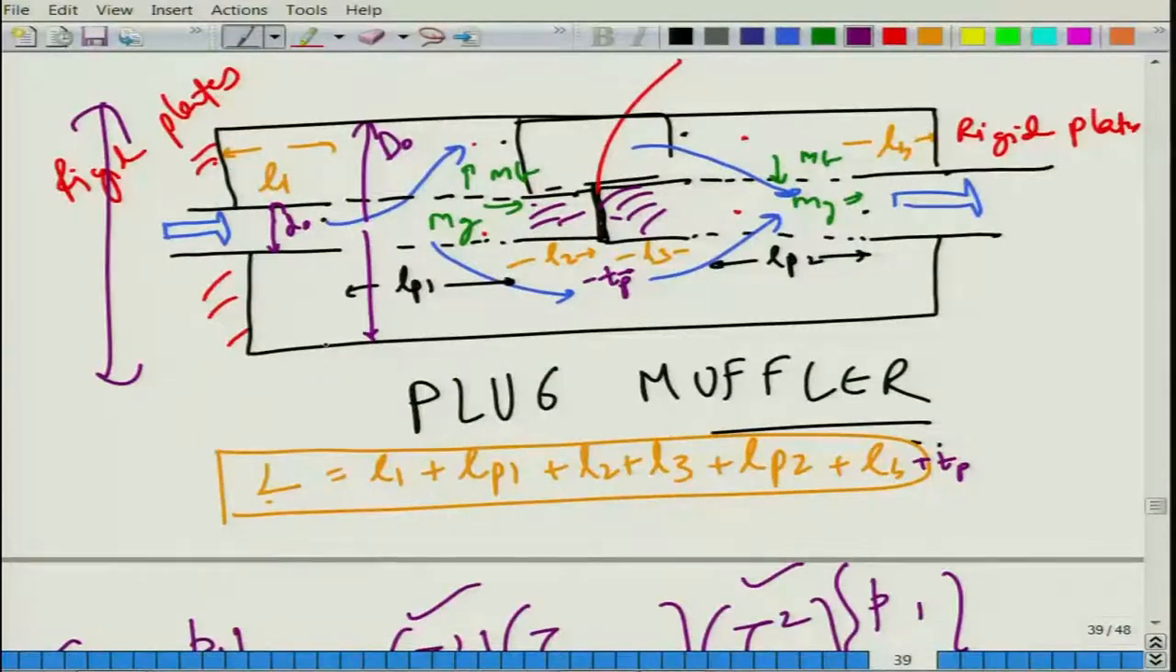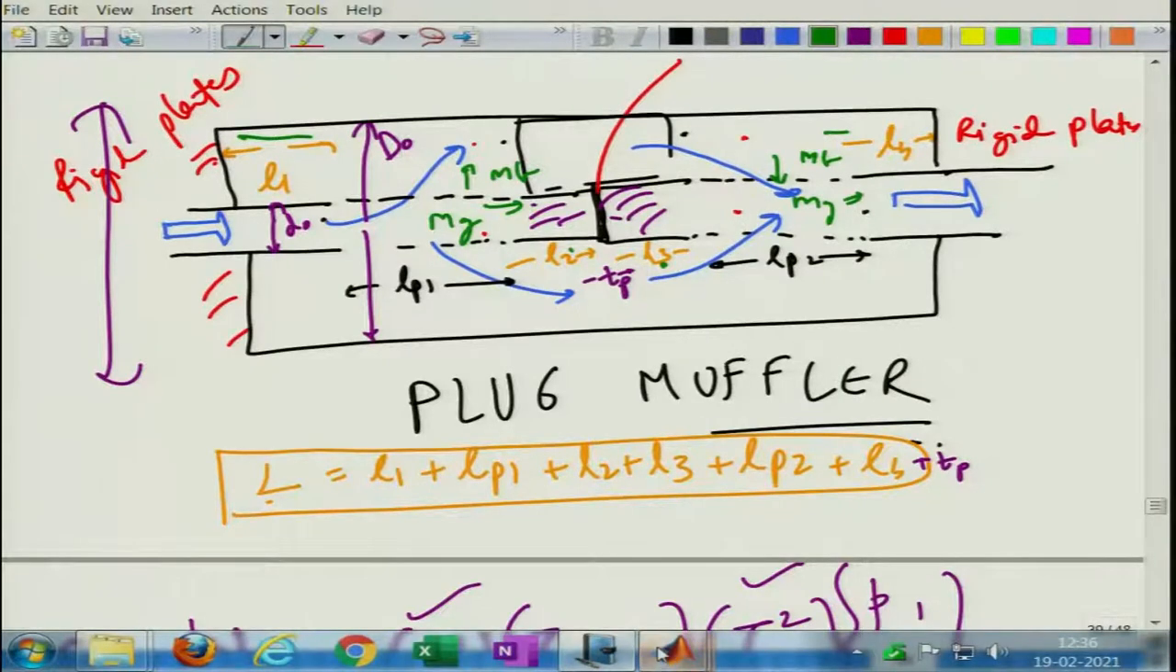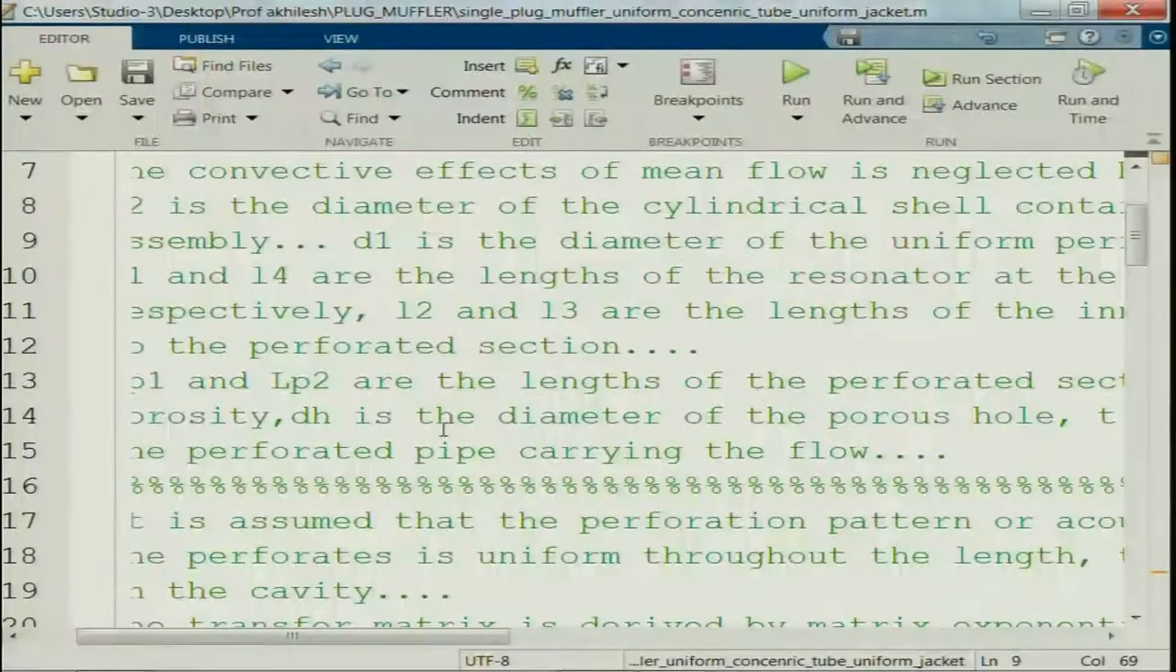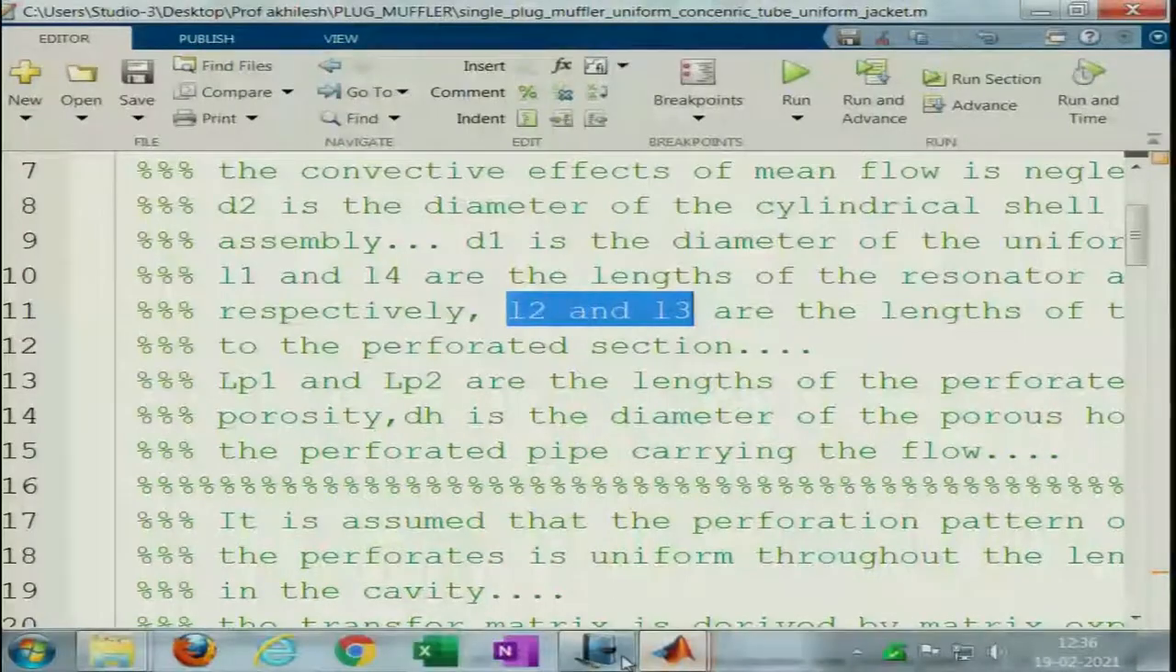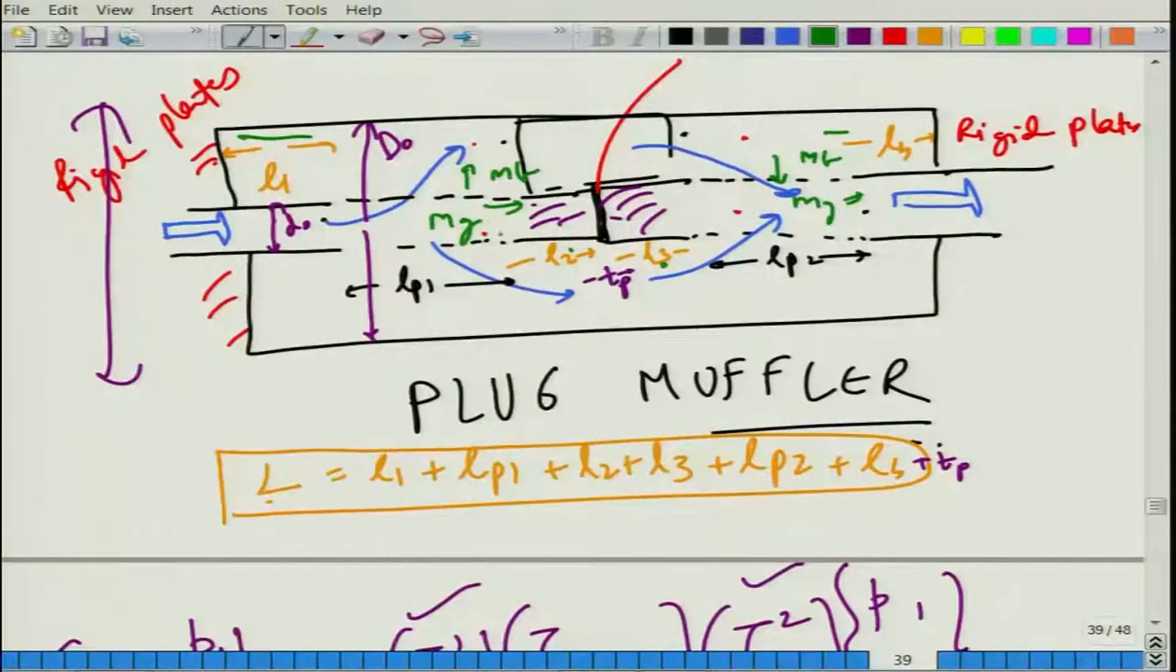So, following the same convention as the MATLAB code, L1 is the length of the resonator here, L4 is here. L2 and L3, this one and this one, are the lengths of the unperforated section adjacent to the perforate, that is a solid pipe or resonator formed due to the pipe itself just adjacent to the perforated section, is it not? So, have a look at the length of the inner tube just adjacent to the perforated section. If you go back, LP1, LP2.